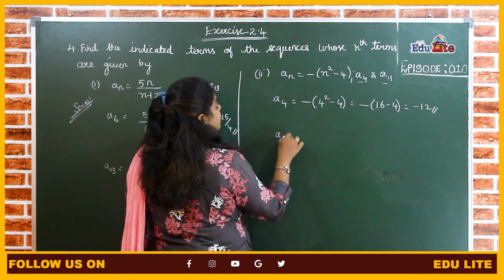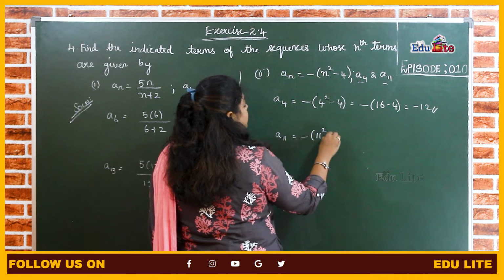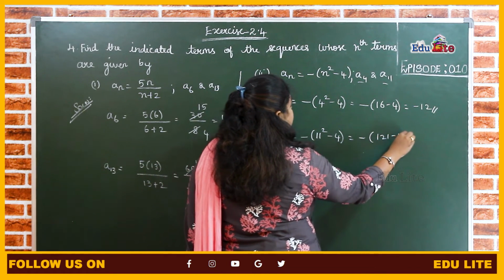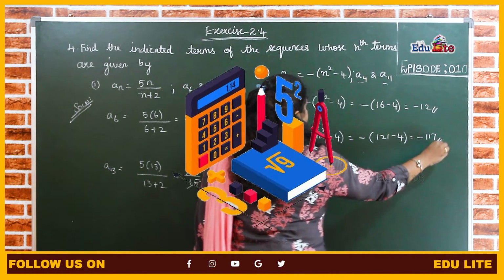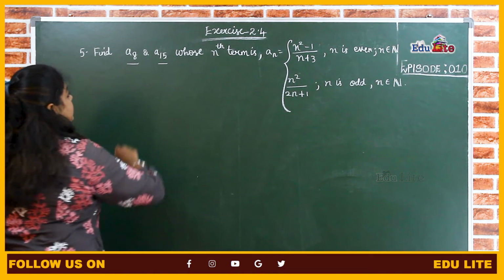Next, to find A11, we have to substitute the value of n as 11. Minus 11 square minus 4, which is equal to 11 square is 121 minus 4, minus 117. So, in the fifth problem, we have to find A8 and A15.